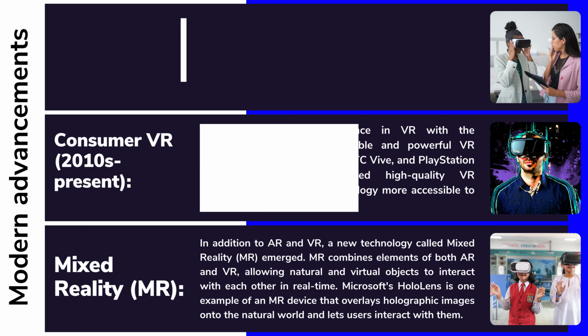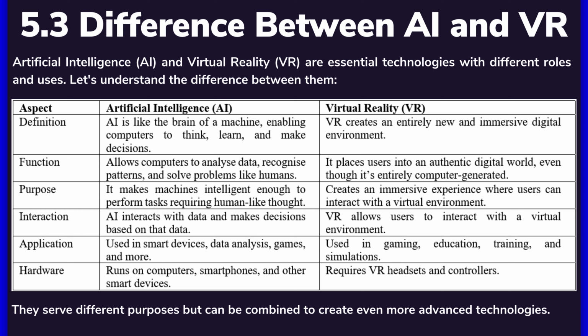Difference between AI and VR. Artificial intelligence, AI, and virtual reality, VR, are essential technologies with different roles and uses. Let's understand the difference between them. You can see the table below. They serve different purposes but can be combined to create even more advanced technologies.